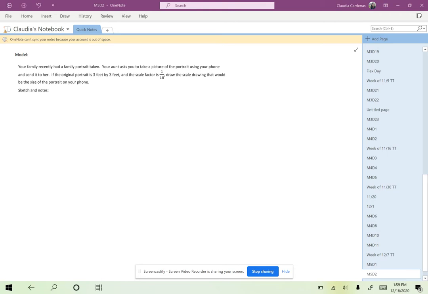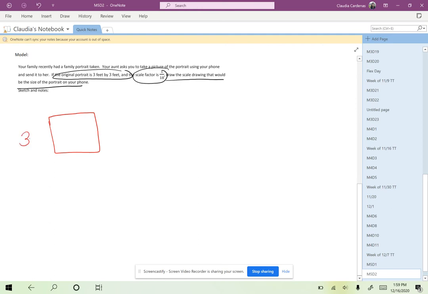So we're going to go back and annotate this problem. Remember to go sentence by sentence. So we know the original portrait is 3 feet by 3 feet, and the scale factor is 1 over 18. They want us to draw the scale drawing that would be the size of the portrait on our phone. Well, first of all, what is the shape of the portrait? Since it is 3 feet by 3 feet, we know this shape has the same measurements on each side, which makes it a square. So I'm going to go ahead and draw 3 feet by 3 feet and label it the original.